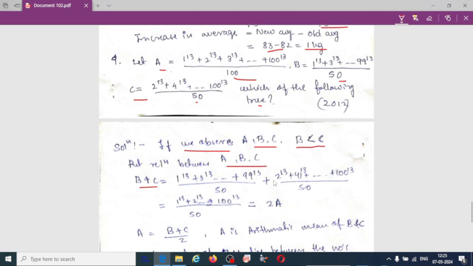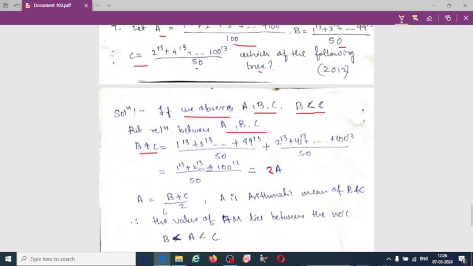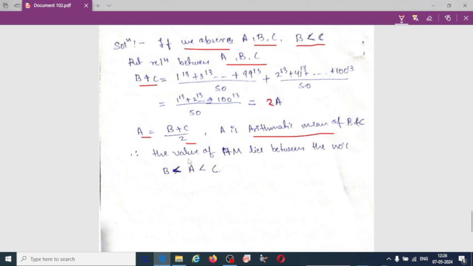so that the ratio, whatever we will get, is given in terms of adding the odd and even numbers from B and C, the ratio is the same. We will get 1 plus 2 plus 3, 4 like that up to 100 to the power 13. So this is equal to what? A. But we have to multiply by 2. 2 times A. So then if we write the relation between A, B, C, we will get A equal to B plus C by 2. So A is the arithmetic mean of B and C. Here we can have one rule, that the value of the arithmetic mean lies between the numbers. So the value of this mean A lies between B and C. That means B is less than A is less than C. This is the correct answer.